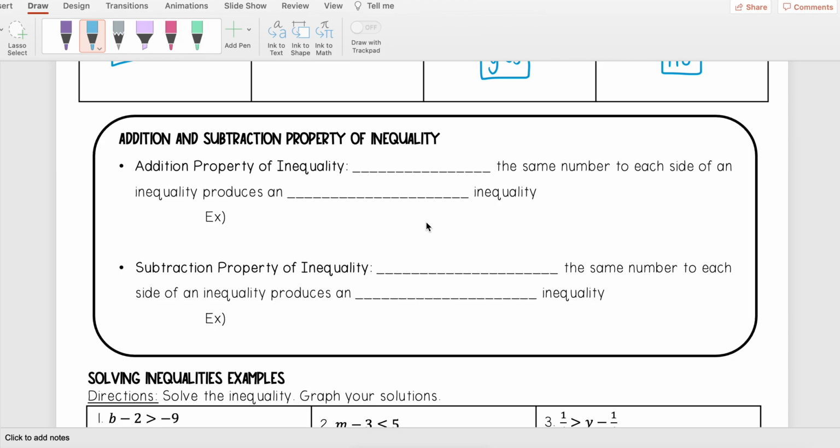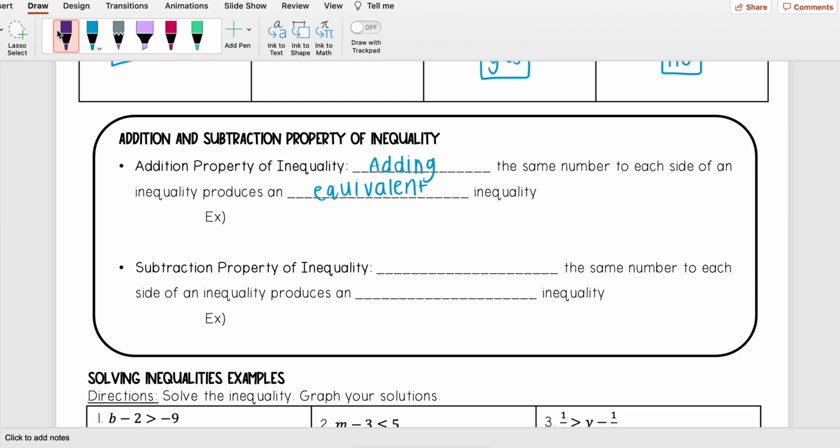So just like when we were solving equations and we had those properties of equality, like addition property of equality, subtraction property of equality, etc., we also have the same things with inequalities. And so the addition property of equality tells us that adding the same number to each side of an inequality produces an equivalent inequality.